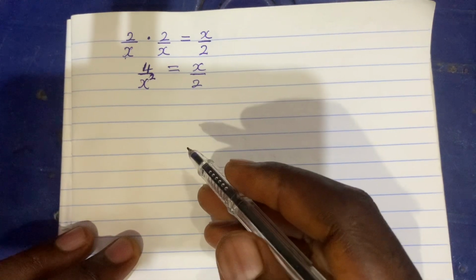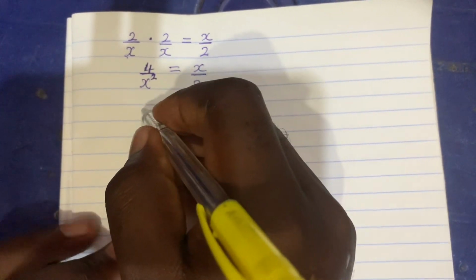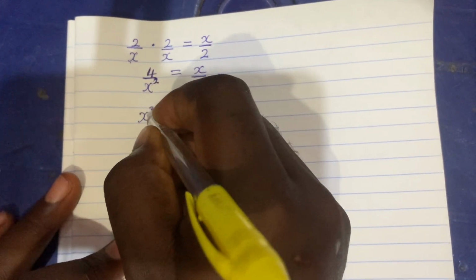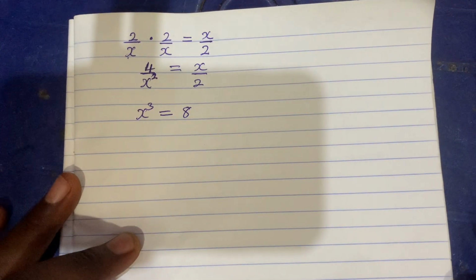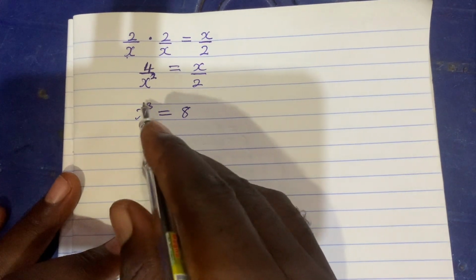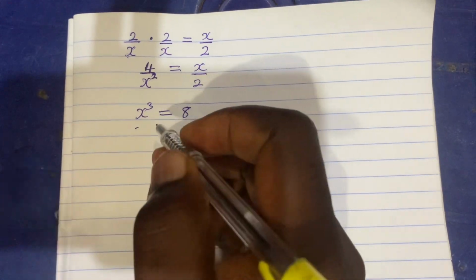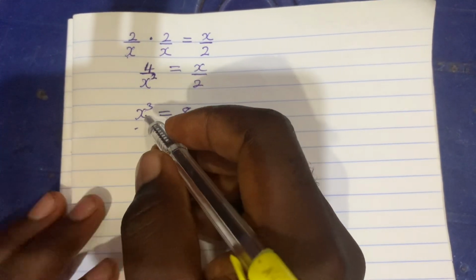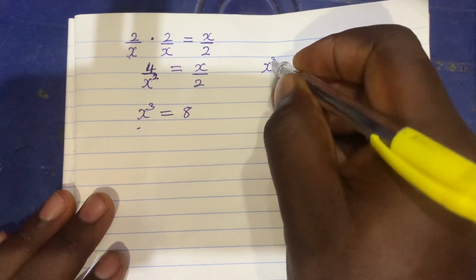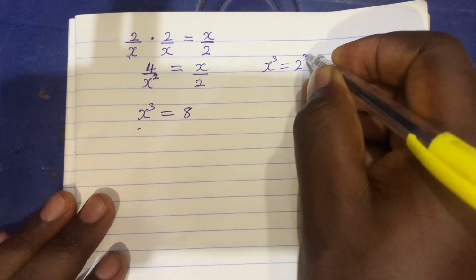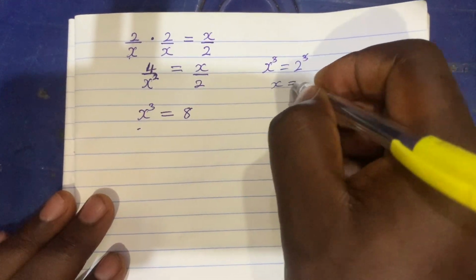We can cross multiply to have that this time this is giving me x raised to power 3 is equal to this time this, which gives me 8. Okay, so now let's bring this to this side. Now you don't just conclude like we normally do in indices that x raised to power 3 is equal to 2 raised to power 3, then x is equal to 2.